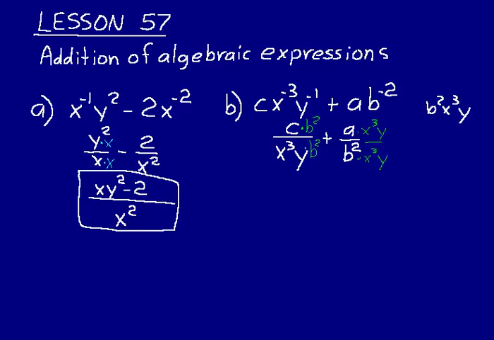Okay, so now we can go ahead and add the numerators together. Let's write our denominator down here, b squared x cubed y. And then our numerator, that'll be b squared c plus a x cubed y.